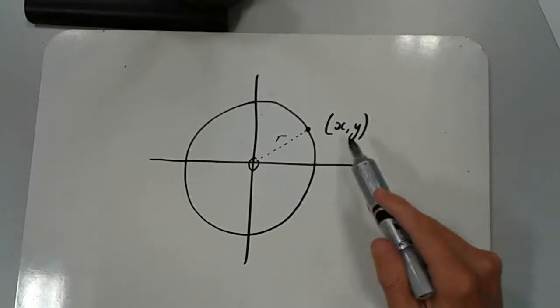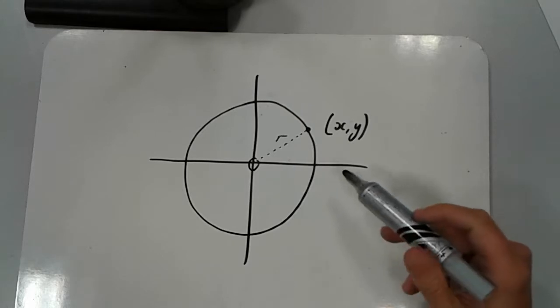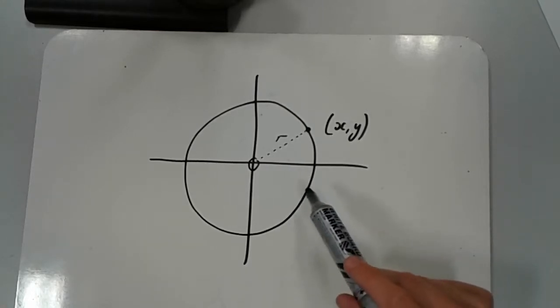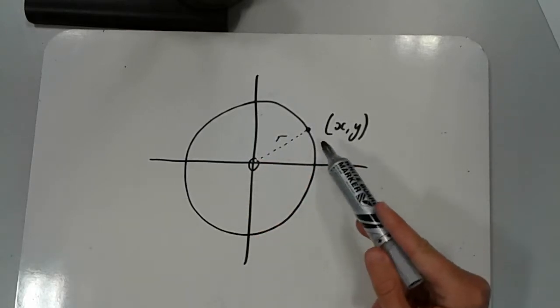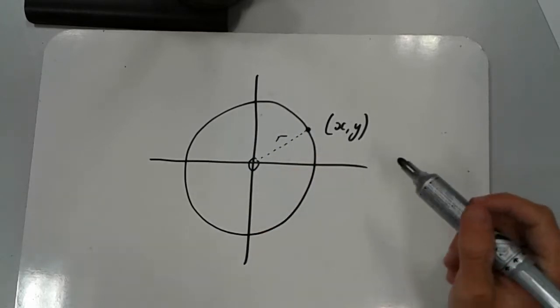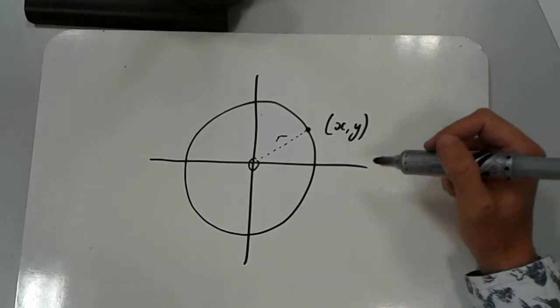Okay, so how are we going to turn this information into an equation? We need to think what we know about a circle. A circle is defined as the set of points which is the same distance from the origin. All of these points are equidistant, the same distance from the centre of the circle. So, how do we work with distances?